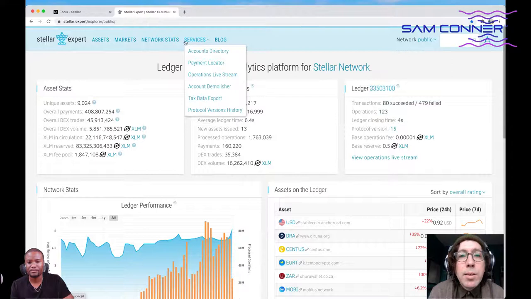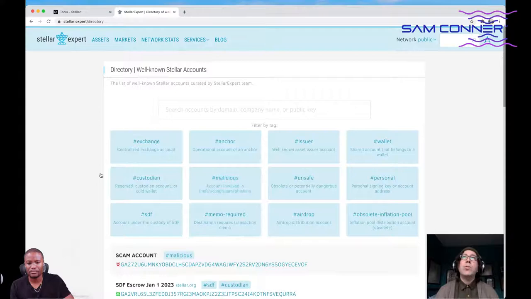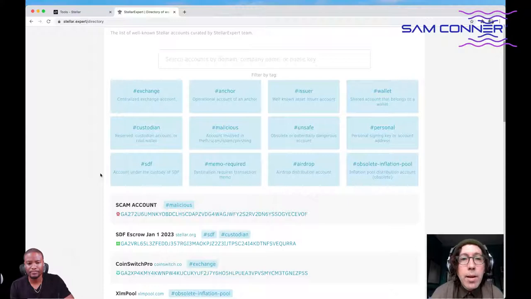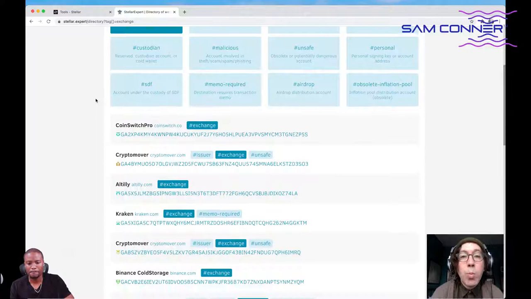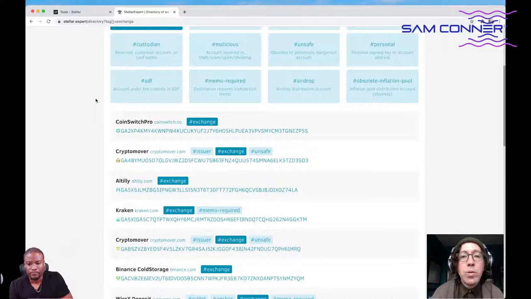But my favorite is the accounts directory. If you click on accounts directory, this is something that you can actually add to. There's a way to suggest adding a tag to a specific account. But let's look at the exchange. If you click on the box above the top left hand that says exchange, we're essentially saying, let's see all the accounts marked exchange. And what you'll see here is that Orbit Lens, with community help, has essentially identified all of the Stellar accounts that belong to crypto exchanges.